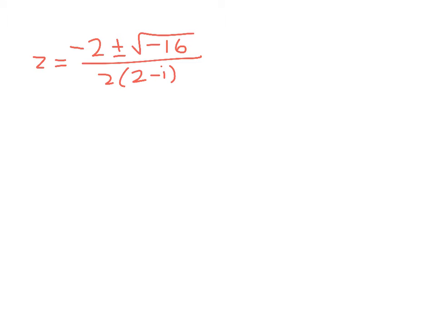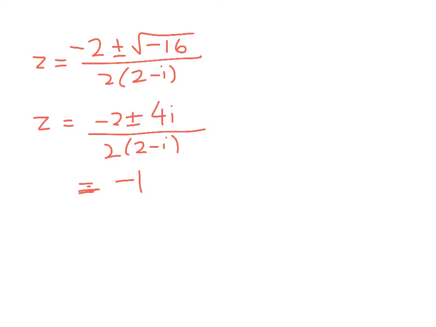Okay, so where are we? We've got negative 2 plus or minus root negative 16 over 2 times 2 minus i. So this is z here. And z equals negative 2 plus or minus 4i, for the square root of negative 16, over 2 times 2 minus i. Finally, I'm going to take out that annoying common factor. We have negative 1 plus or minus 2i over 2 minus i. So that gives me two values for z, but they're not in the right form yet.